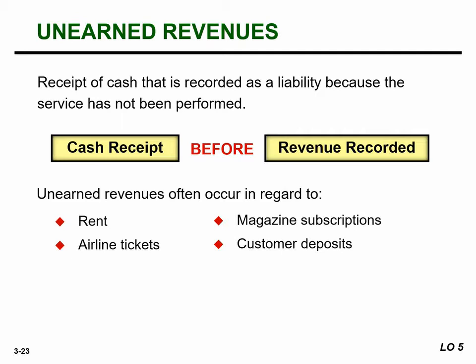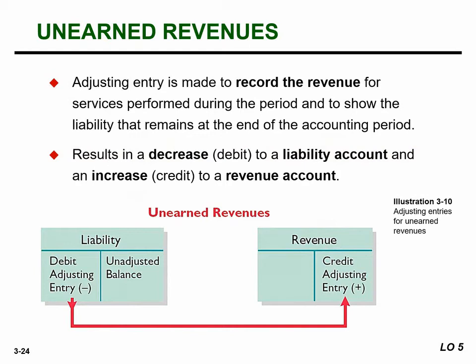So that's why in example 2, if you remember, if the customer paid today but we perform the service in the future, at the time of payment we debit cash and we credit unearned revenues. We can't record service revenue. Instead of that, we will record unearned revenues. So the adjusting entry for the unearned revenues, simply we will debit the unearned revenues, which we called a liability account before, and we will credit the revenue account.